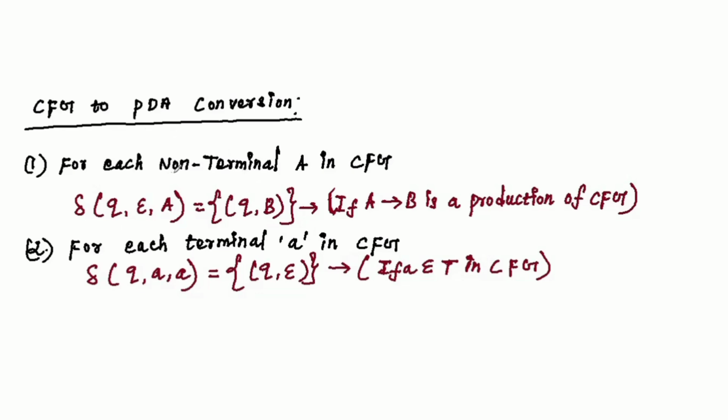Overall, the PDA starts with the start symbol of the CFG pushed onto the stack. Then it expands non-terminals using step 1, and matches and consumes terminals using step 2. If the input is fully consumed and the stack is empty, the PDA accepts the string, just like the string would be derived in the context-free grammar.